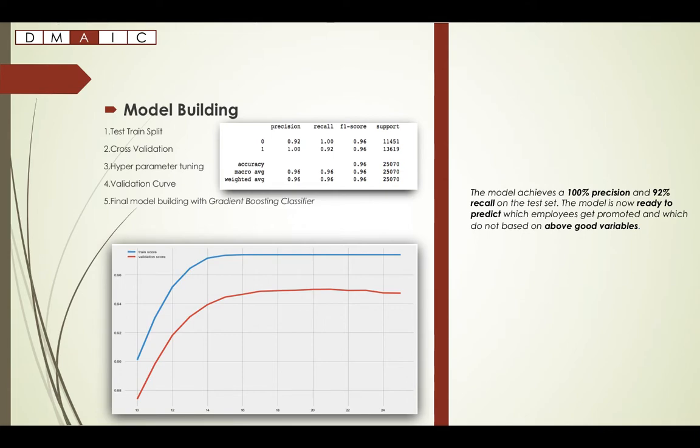We have done a final model building with the gradient boosting classifier. The model achieves 100% precision and 92% recall on the test set. The model is now ready to predict which employees get promoted and which do not based on the above good variables.